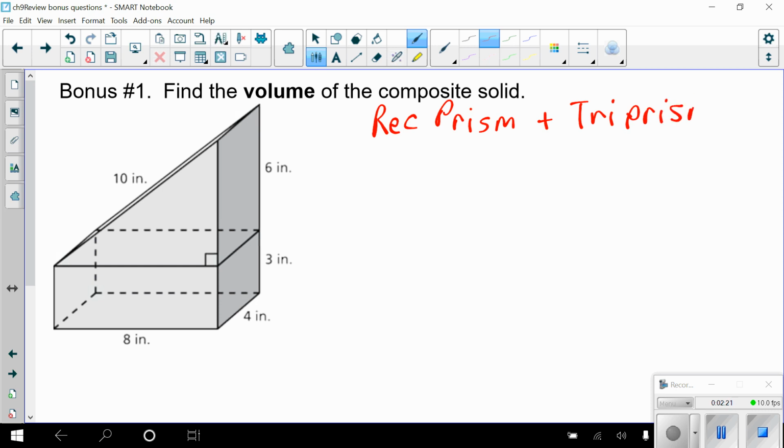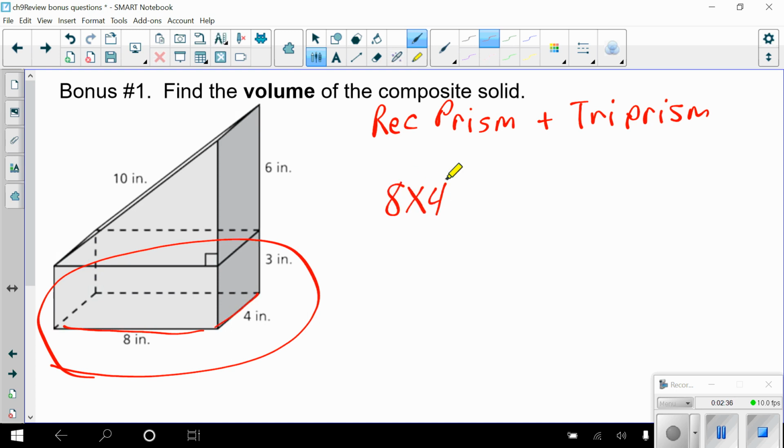All right, volume is the area of the base times the height. So let's just focus on this rectangular prism. The area of the base is 8 times 4 times the height, which is 3. 24 times 3 is 96 inches cubed.